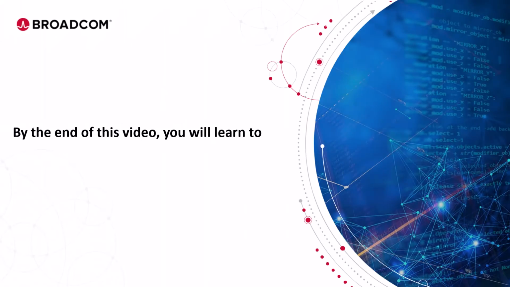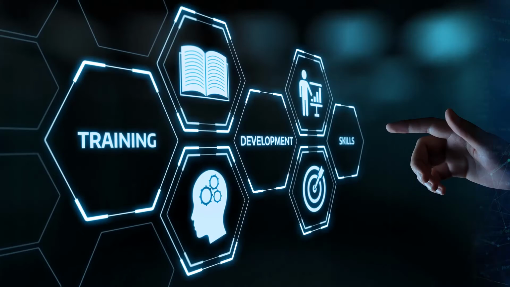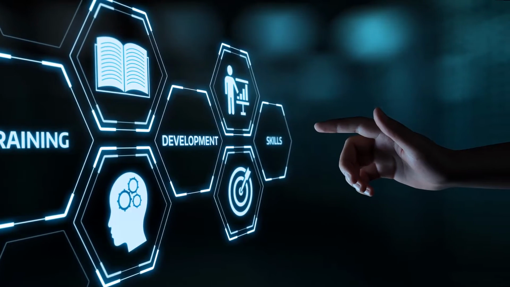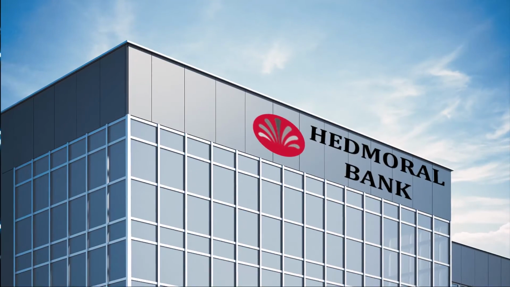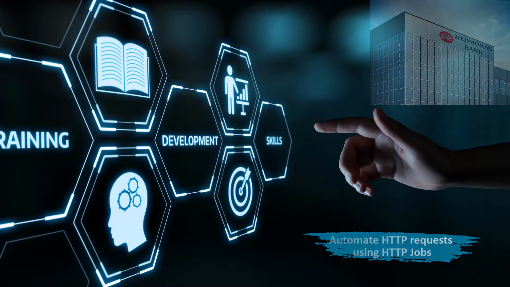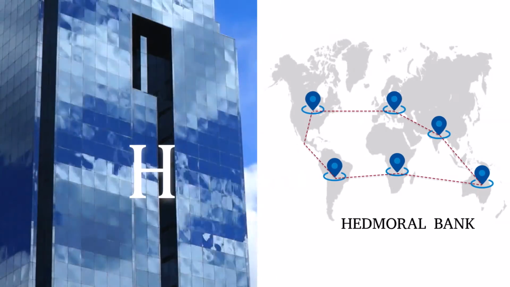By the end of this video, you will learn to create HTTP jobs to automate HTTP requests. To enhance the learning experience, we will use an example of a fictitious bank called the Head Morrow Bank and demonstrate how to automate their HTTP requests using HTTP jobs and resolve their challenges. Head Morrow Bank is a multinational bank with many branches across the globe.